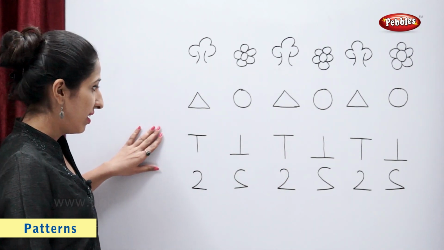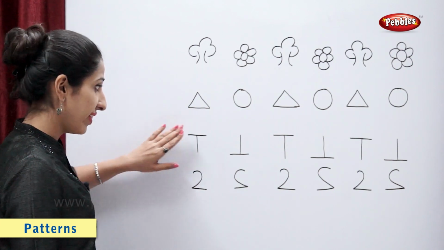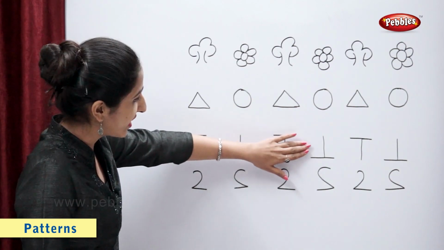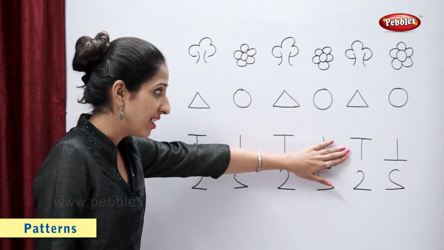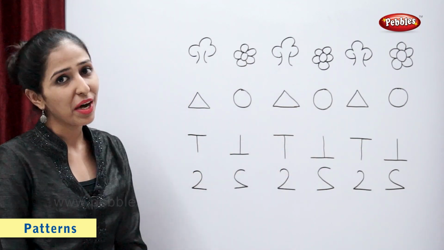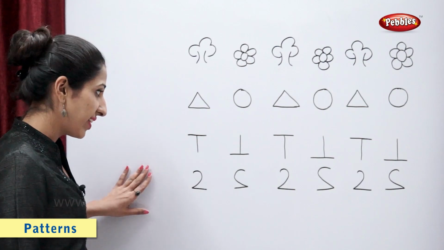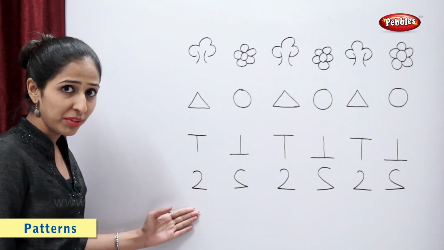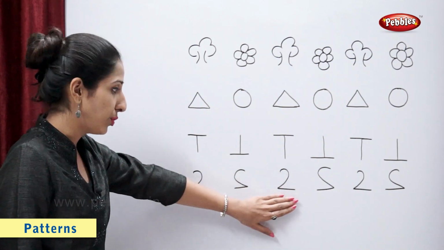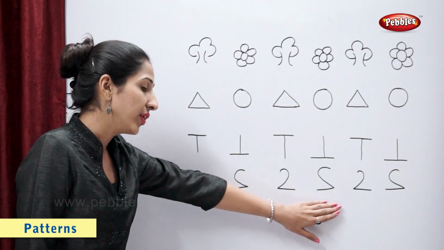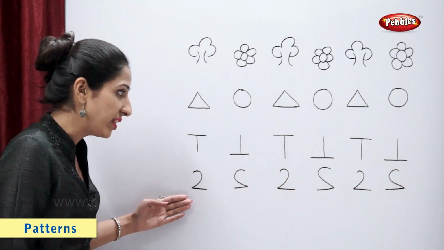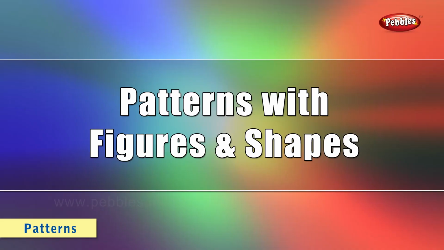In this example, the T comes first, then inverted T. T, inverted T. This sequence forms a pattern. In this example, a 2 comes first, then reverse 2. 2, reverse 2. Even this sequence forms a pattern.